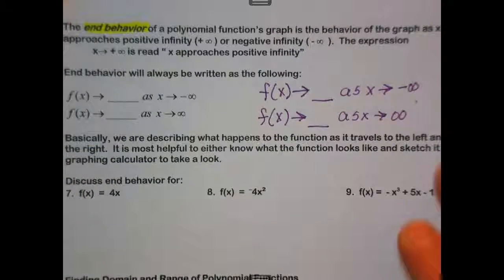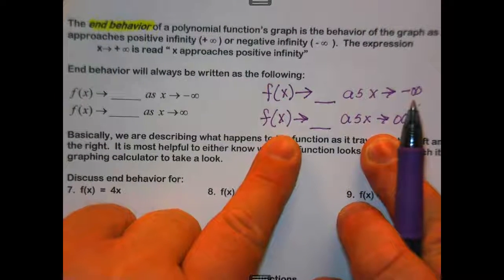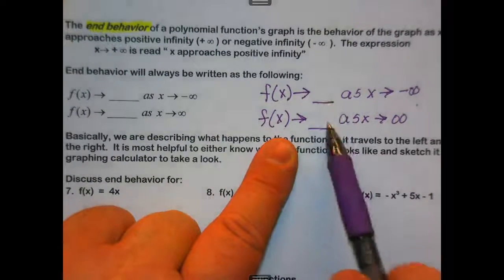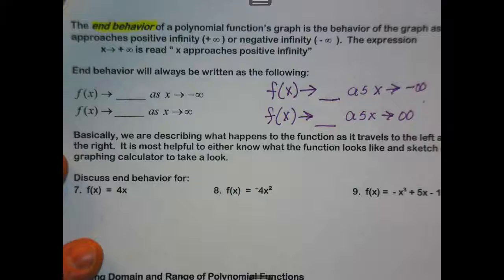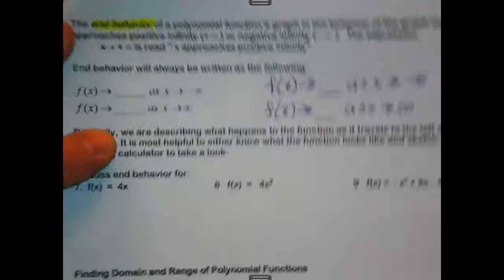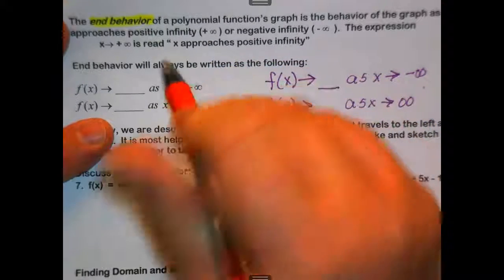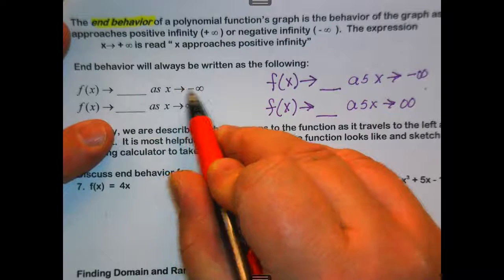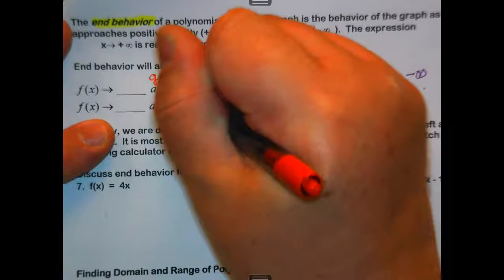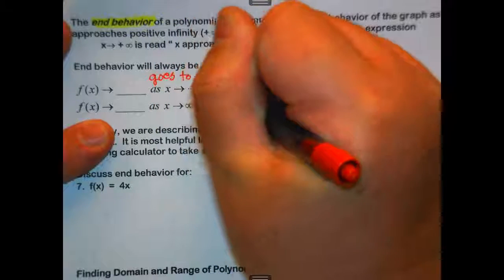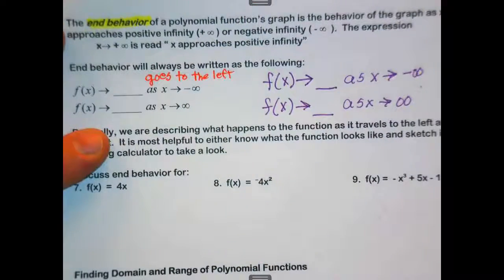So as soon as you see the words, okay, go ahead and describe the end behavior, you're going to write this template down because your job is to fill in the blanks. Okay, now what does that mean? Well, let's put this in layman's terms. As x goes negative, you think about the x-axis. As x goes to the left, what happens to y? And then you're going to fill that in.